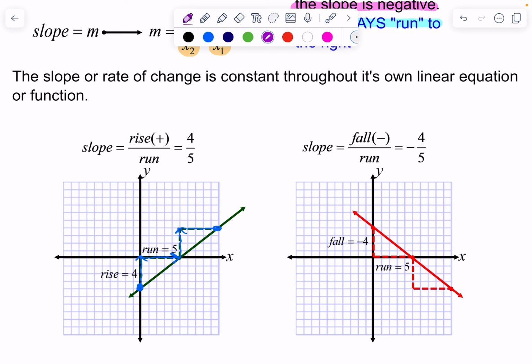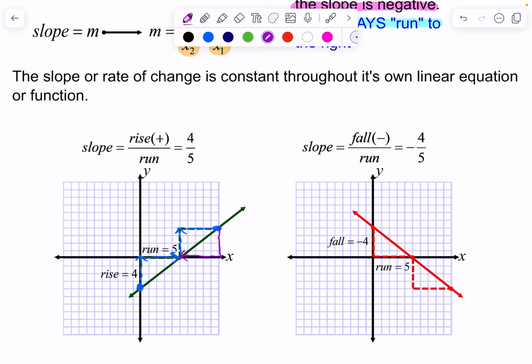If I was going backwards, then of course I would go backwards and then I would run to the left. For example, I would go down 1, 2, 3, 4, and then I would go 1, 2, 3, 4, 5 to the left. You always run to the right unless going backwards. Even if it's a negative slope, you always run to the right.